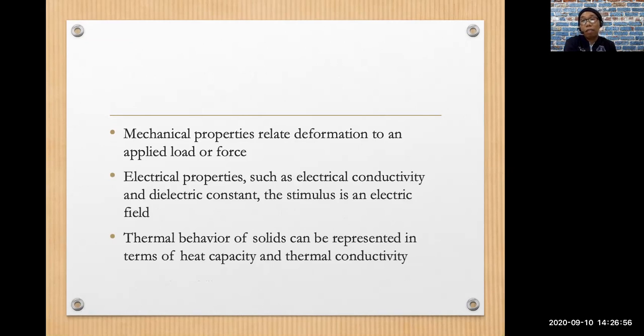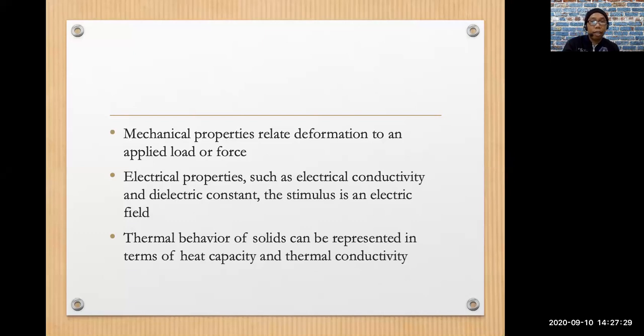Katulad ng kanina sa video, di ba? Although kung nakikinig kayo dun sa mismong explanation niya, very clear naman. Mechanical properties relate to deformation to an applied load or force. Nakapagbigay siya ng mga examples dun. Yung mga terms na na-encounter natin, yung ductility, ano pa ba? Brittleness. Ayan. Electrical properties such as electrical conductivity and dielectric constant.